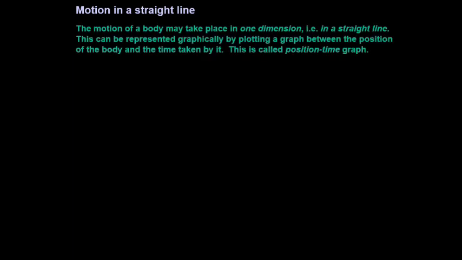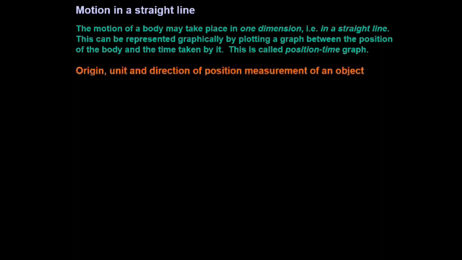Motion in a straight line. The motion of a body may take place in one dimension, that is called 1D, along a straight line. This can be represented graphically by plotting a graph between the position of the body and the time taken by it. This is called a position-time graph.